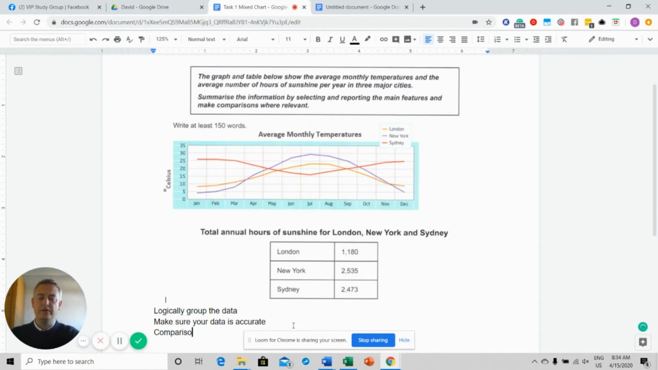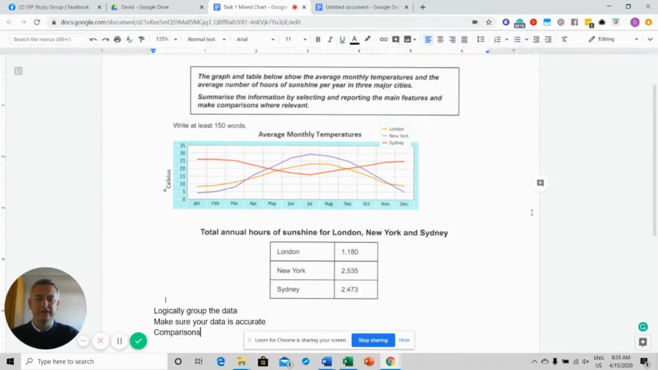And we should also think about comparisons. So here where it says, make comparisons where relevant. So where relevant, this is very important. Make sure your comparisons make sense. So for example, there's no point comparing number of hours of sunshine for Sydney with the monthly temperature of London. So that type of comparison doesn't make sense. So think about what comparisons you would make.